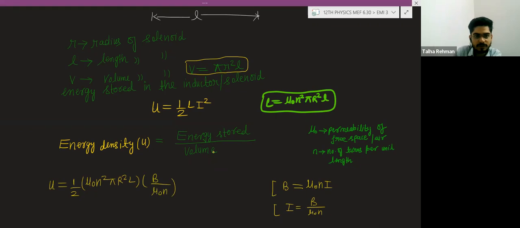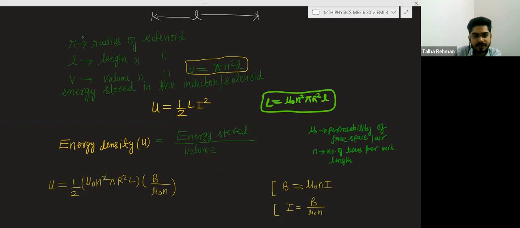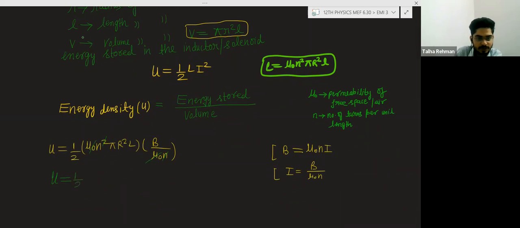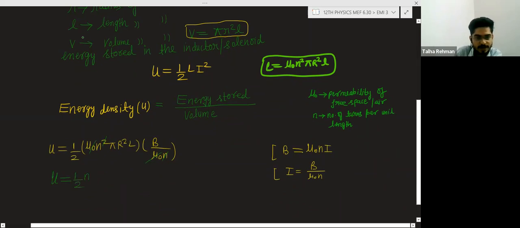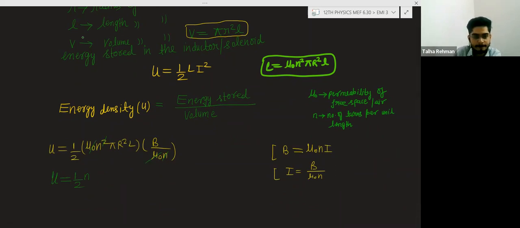Now see, this n square will be cancelled out with this n, and this mu naught will be cancelled out with this mu naught. So you will have the energy. This is capital U. This will be half into small n into pi r square into L into magnetic field. This is your energy stored.